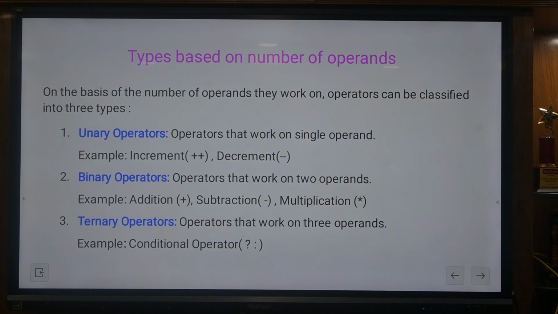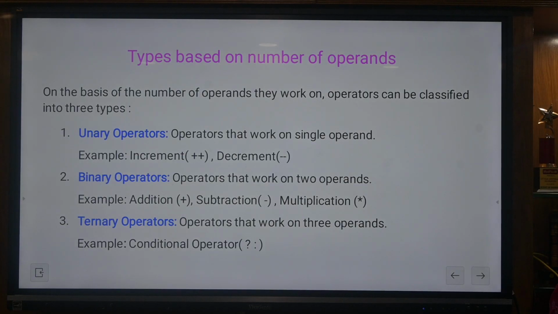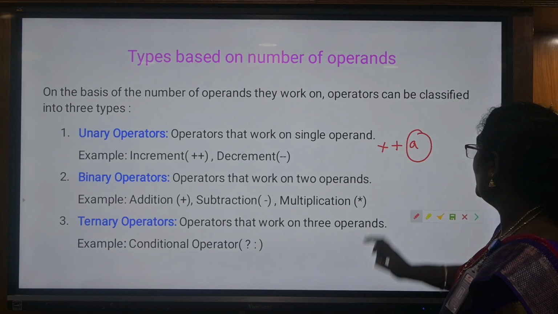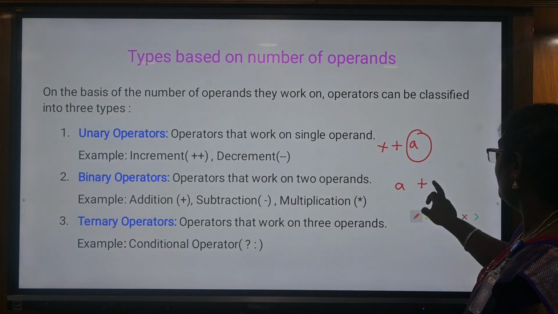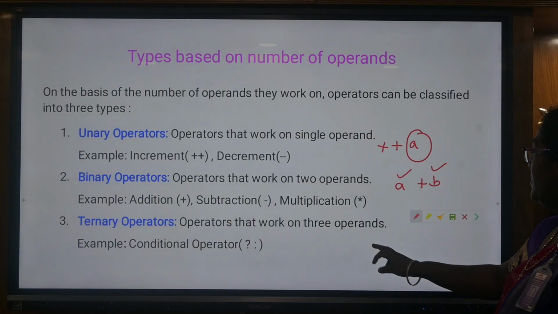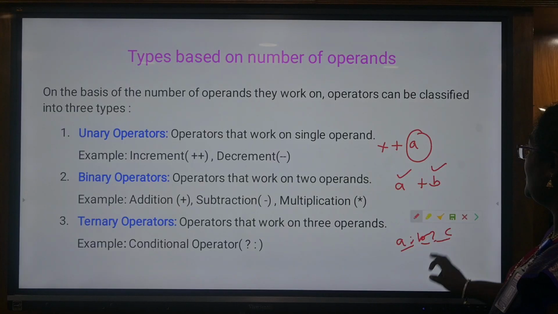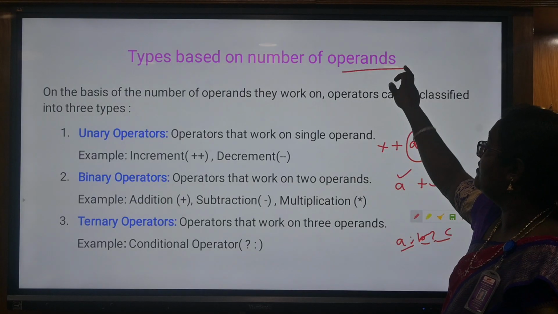If we have only one operand, then it is called a unary operator. If we have 2 operands, then it is binary. If we have 3 operands, then it is ternary. Like plus a, here we have only one operand, so this is called a unary operator. If we have 2 operands like a and b, then it is a binary operator. If we have 3 operands, say a conditional b, then it is a ternary operator. So based on operands, we have 3 types.